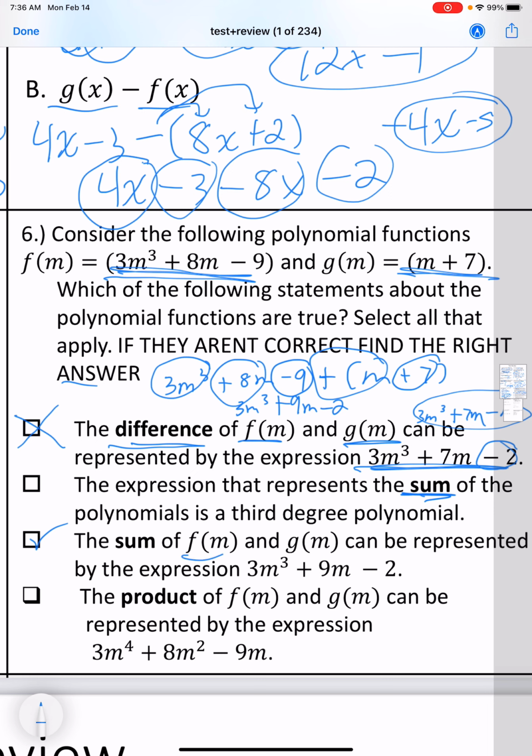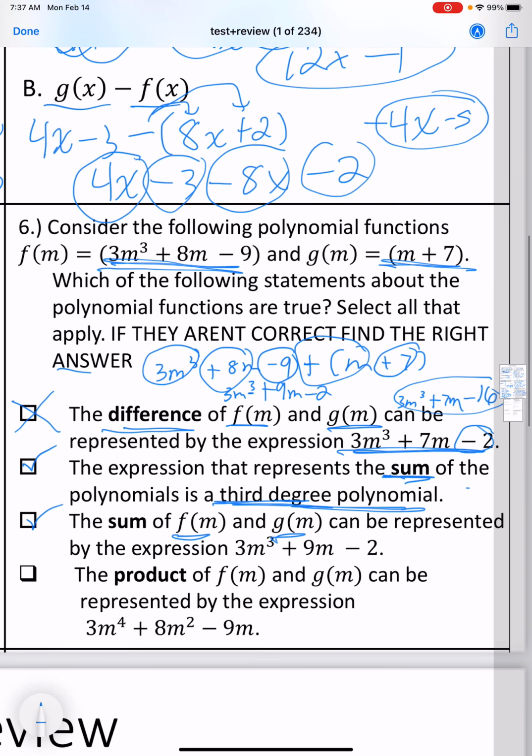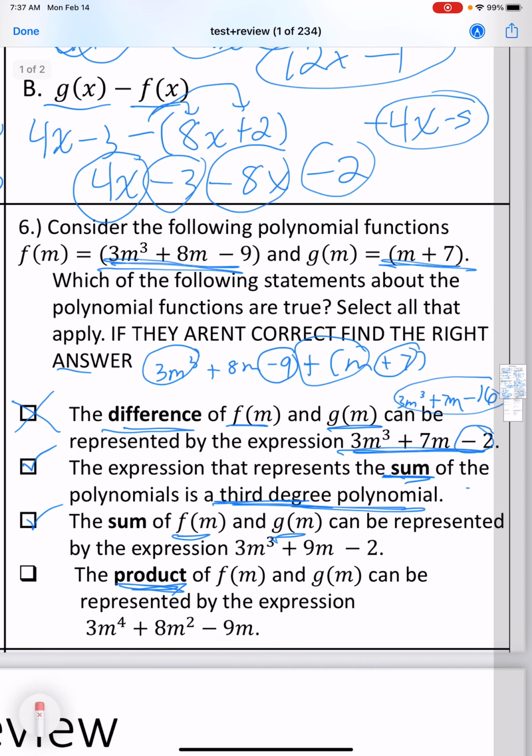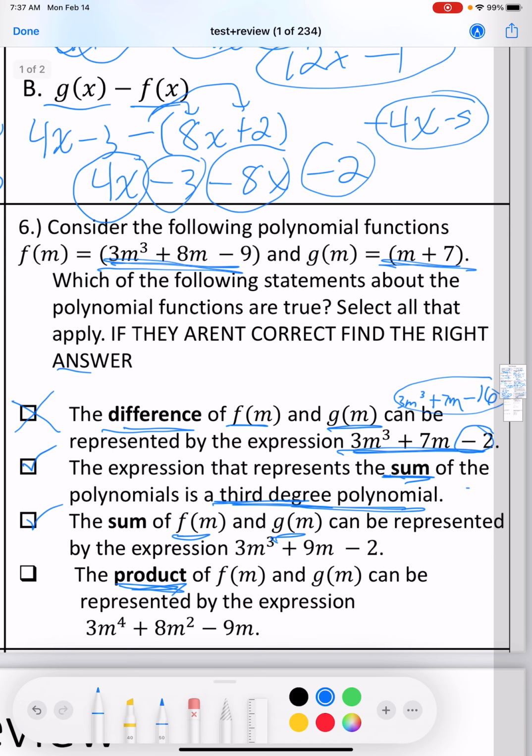I skipped ahead to this one on accident. This one says the sum of the polynomial is a third degree polynomial. That means the highest exponent is 3, so that is also true. And then the last thing they want us to do is to find the product, and that is the answer to a multiplication problem. So we're going to multiply those two things.